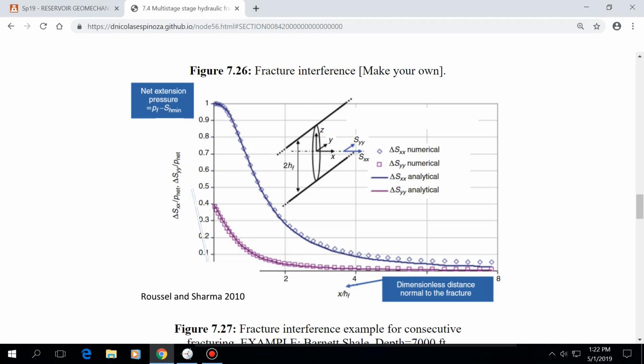So one solution to avoid this problem is to put fractures too far away from each other. But there is a smarter solution for this.